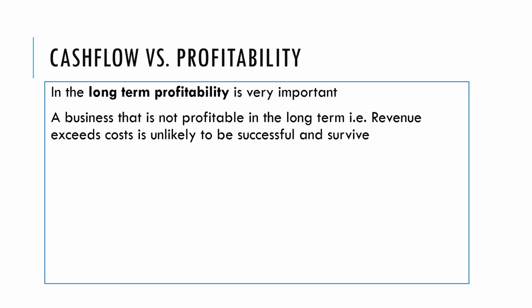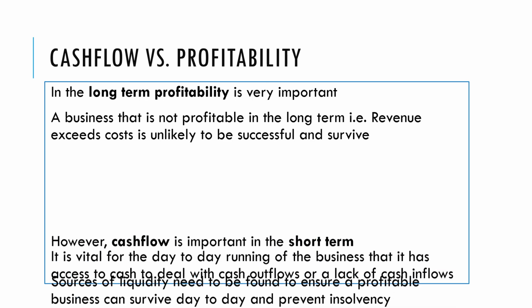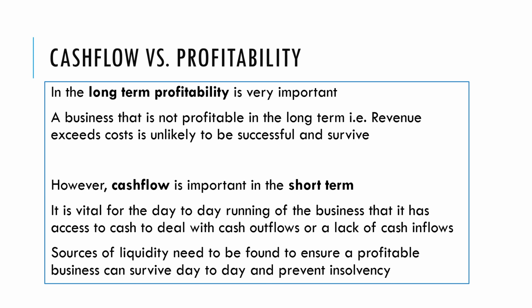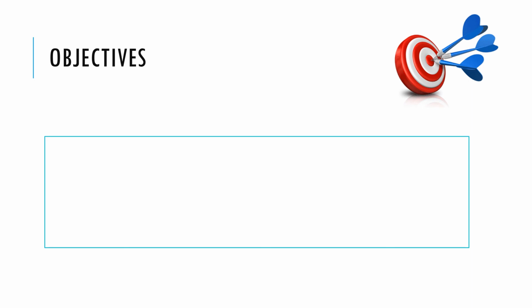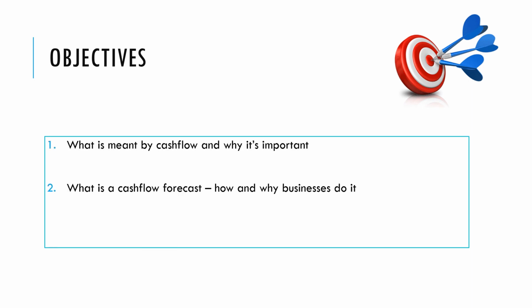So, in the long term, profitability is very important. It's important that a business's revenues are greater than its costs. However, cash flow is very important in the short term. You can get profitable businesses that run out of cash for a particular reason and then cease to trade. So in the short term, it's very important that a business manages its cash flow. So in this video, we've looked at what is meant by cash flow and why it's important, what a cash flow forecast is, and how and why businesses do it, and the difference between cash flow and profit.